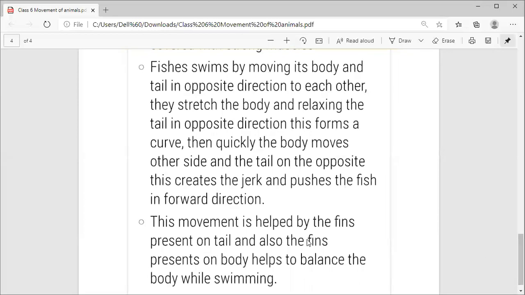Fins present on the body help to balance the body while swimming. So the fins work in two ways. First, they help for the movement, and second, they balance the body while swimming. So these were the adaptations of the animals, how the animals move in the water, on the ground, or where they are adapted. So children, I want you to recap all these movements of the animals. I hope the movement of these two animals is very clear to you.